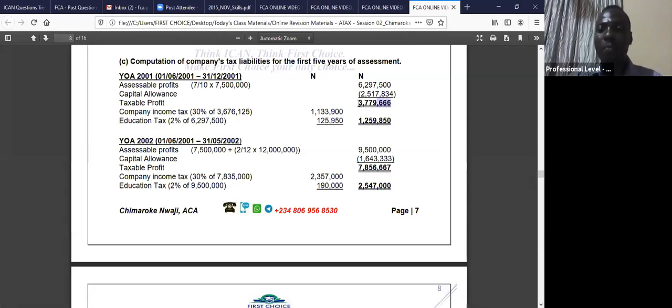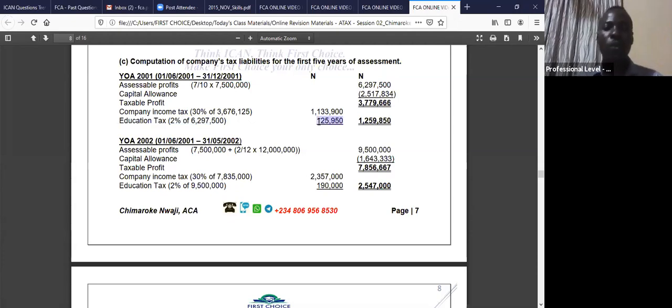It is from here we pay tax. If you look at our income tax, it is a company, so it is 30% of your taxable profits. That gives you this value. Your education tax is going to be 2% of your assessable profits. It gives you this.